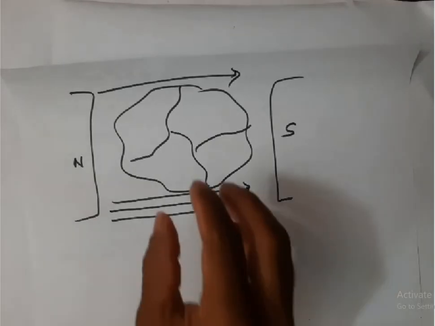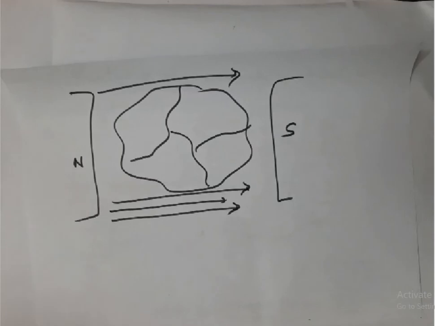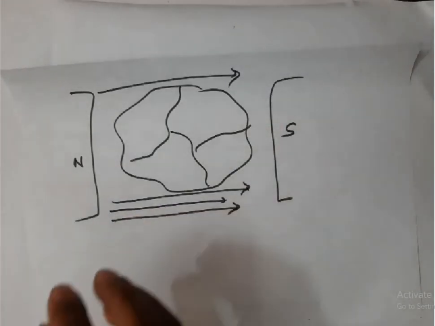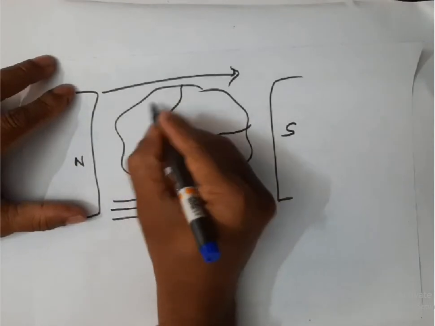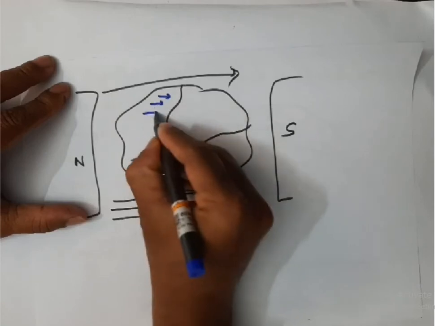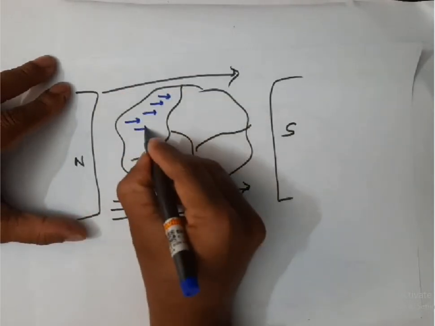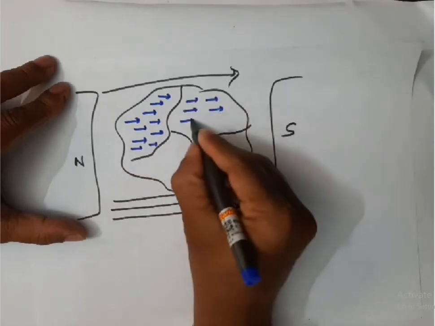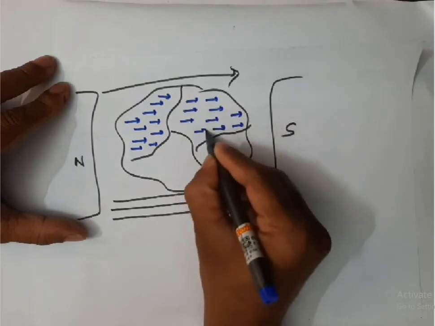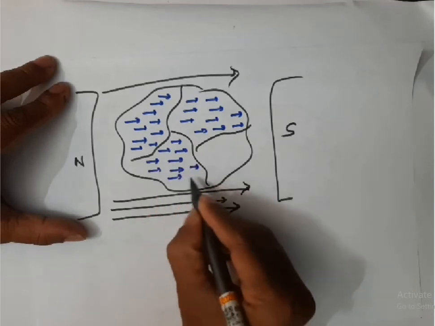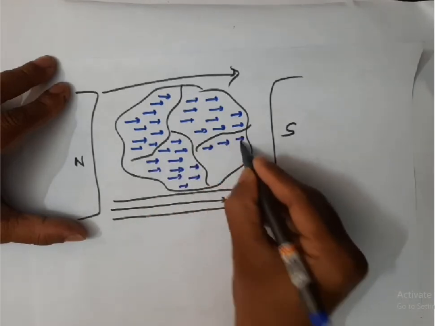Now the moment you keep the solid in a magnetic field, students, I'm taking the same solid, iron metal, and keeping it in a magnetic field. What will happen? The magnetic moments of individual iron atoms start to orient in the same direction as the external magnetic field. In all the domains, the net magnetic moment starts to orient in the same direction as the external magnetic field.